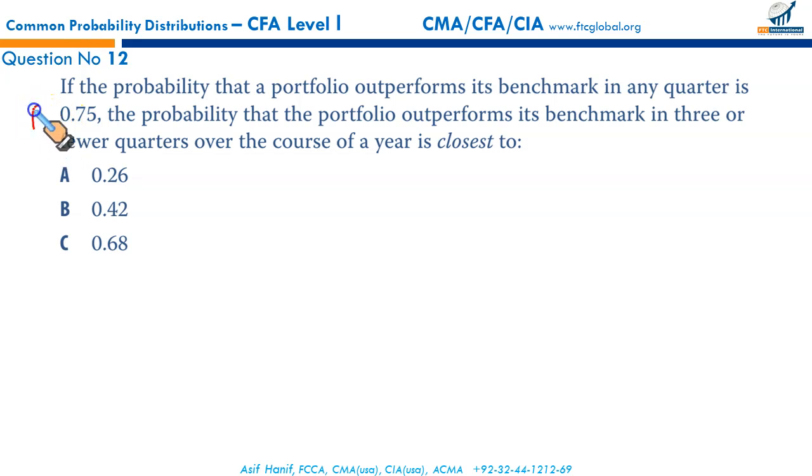Next, if the probability that a portfolio outperforms its benchmark in any quarter is 0.75, that is p. The probability that the portfolio outperforms its benchmark in 3 or fewer quarters, that is 3, 2, 1 or 0, because we need the portfolio to outperform its benchmark in 3 or fewer quarters over the course of 1 year. Now, we have p as 0.75, and then of course q, or 1 minus p, is simply 0.25. Right? And here n is 4, because there are 4 quarters in 1 year.